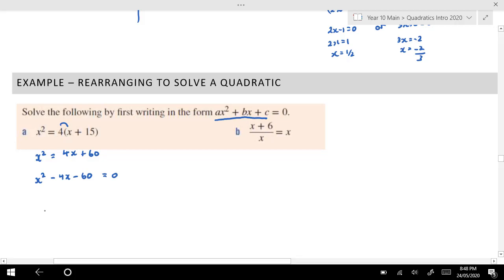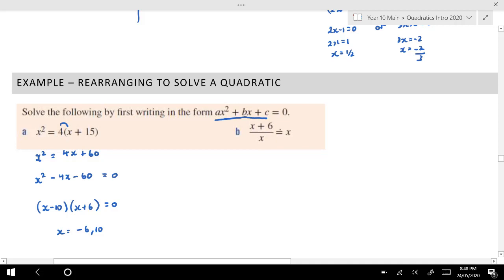So that would be (x - 10)(x + 6) would equal 0. And then, of course, x is equal to positive 10, and it's also equal to -6. So we could write it out like so.